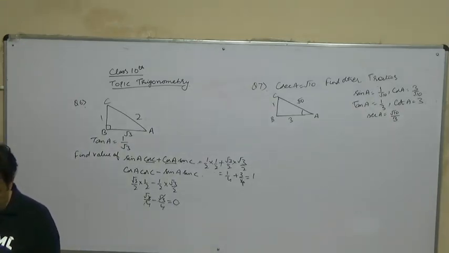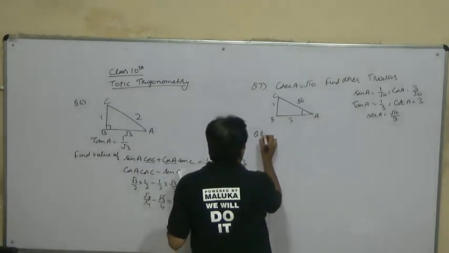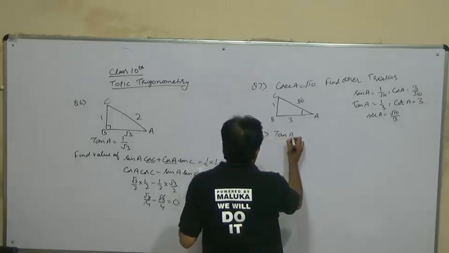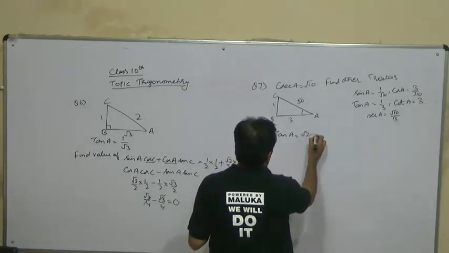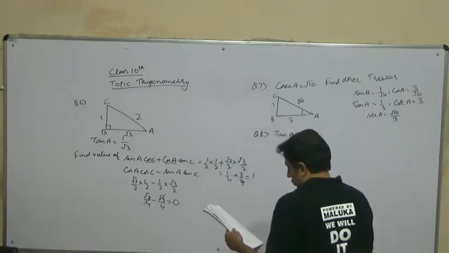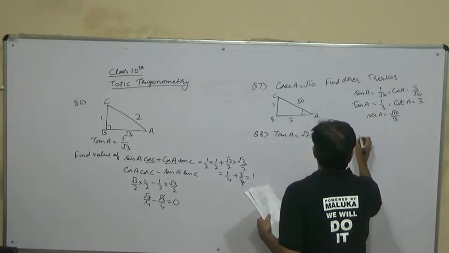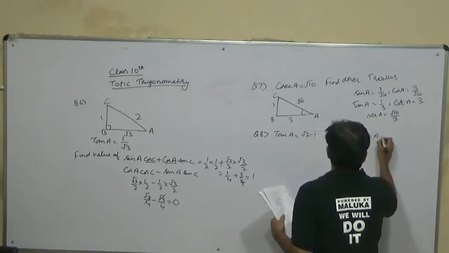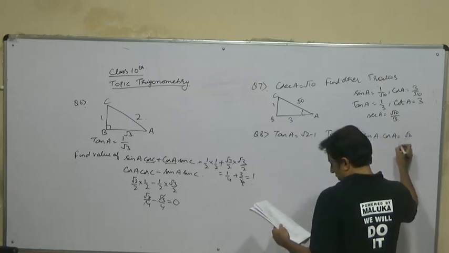Then next we are given the question, tangent A is equal to √2 minus 1. Show that sin A into cos A is equal to √2 upon 4.